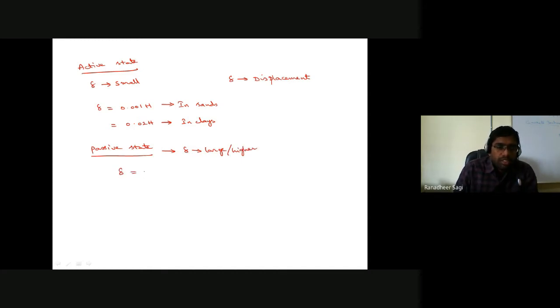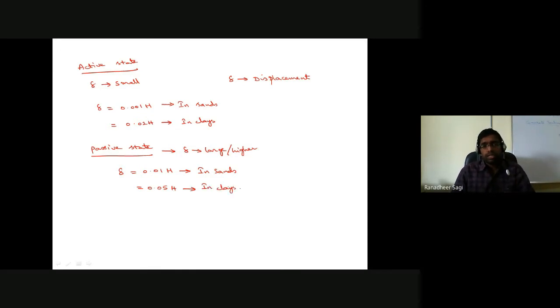So this delta value we can write as 0.01 times H in the case of sandy soils, and this delta value is 0.05 times H in the case of clay soil deposits. So for a smaller amount of displacement, when the retaining structure is moving away from the soil, you are going to see the failure happening in the soil. But even for larger amounts of displacement, when the retaining structure is moving towards the soil, you don't see the soil easily undergoing failure. So that's what we clearly understand from this particular discussion.